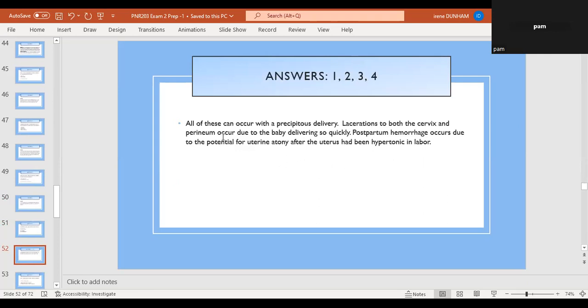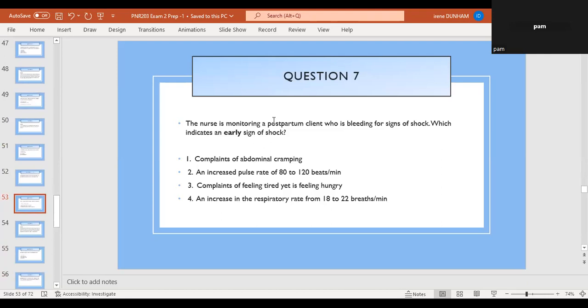Okay. Remember, all these can occur with precipitous delivery. Lacerations to both the cervix and perineum occur due to the baby delivering so quickly. Now, postpartum hemorrhage occurs due to the potential for uterine atony after the uterus has been hypertonic in labor, and we discussed that. Okay, question 7.